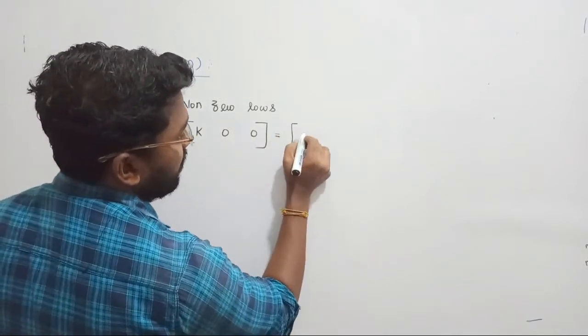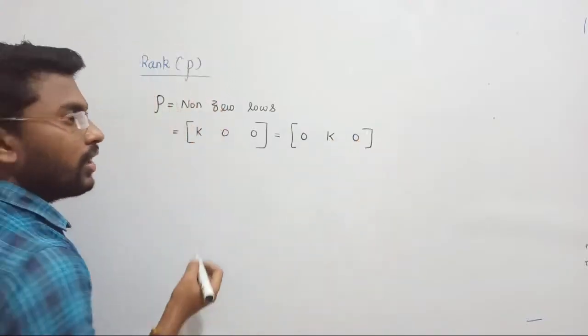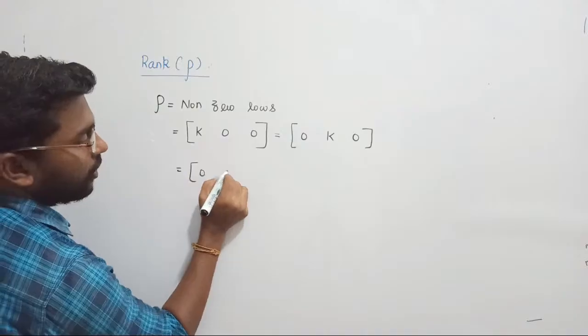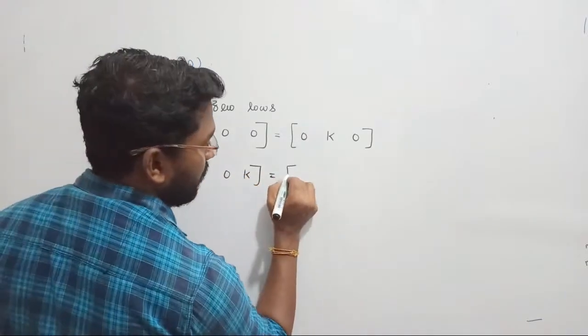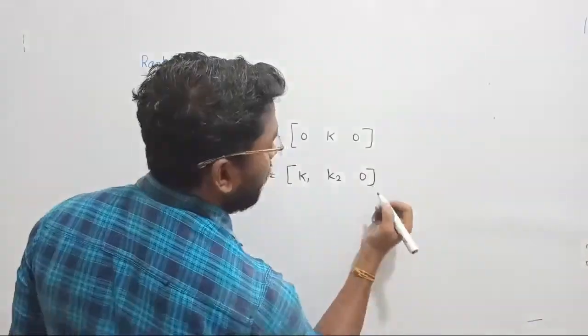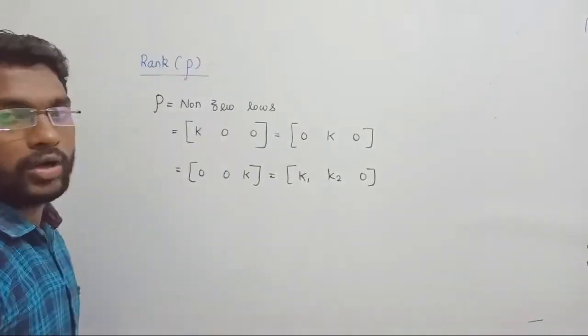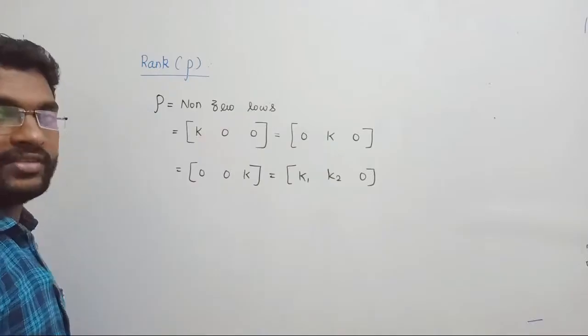Like that, you can consider 0 k 0. That is also called a non-zero row. Like 0 0 k. That is also a non-zero row. Like k1, k2. At least one element of the selected row has to be not equal to 0, and that defines the rank of the matrix. Clear? Fine. I hope things are clear to you all.